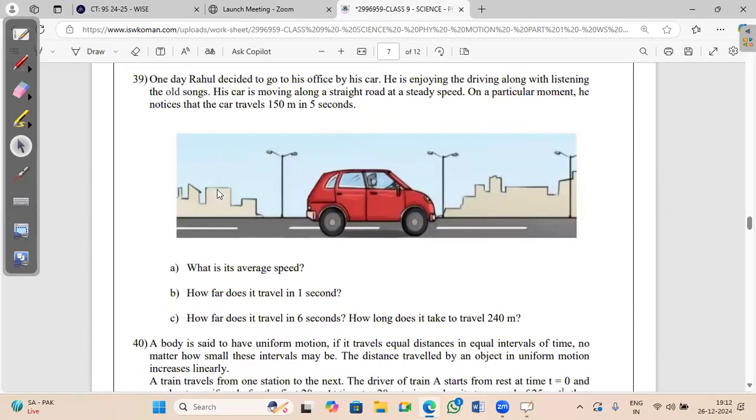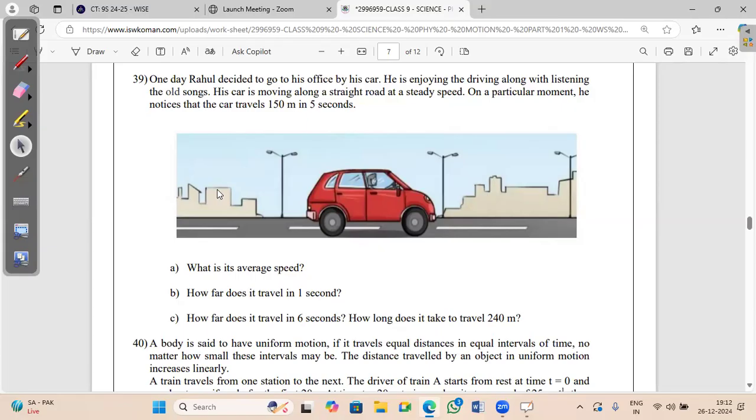So question number 39. See this. This is also a case-based question. One day, Rahul decided to go to his office by his car. He is enjoying the driving, listening to the old song. His car is moving along a straight road at a steady speed. At a particular moment, he notices that the car travels 150 meter in 5 seconds. What is the average speed?